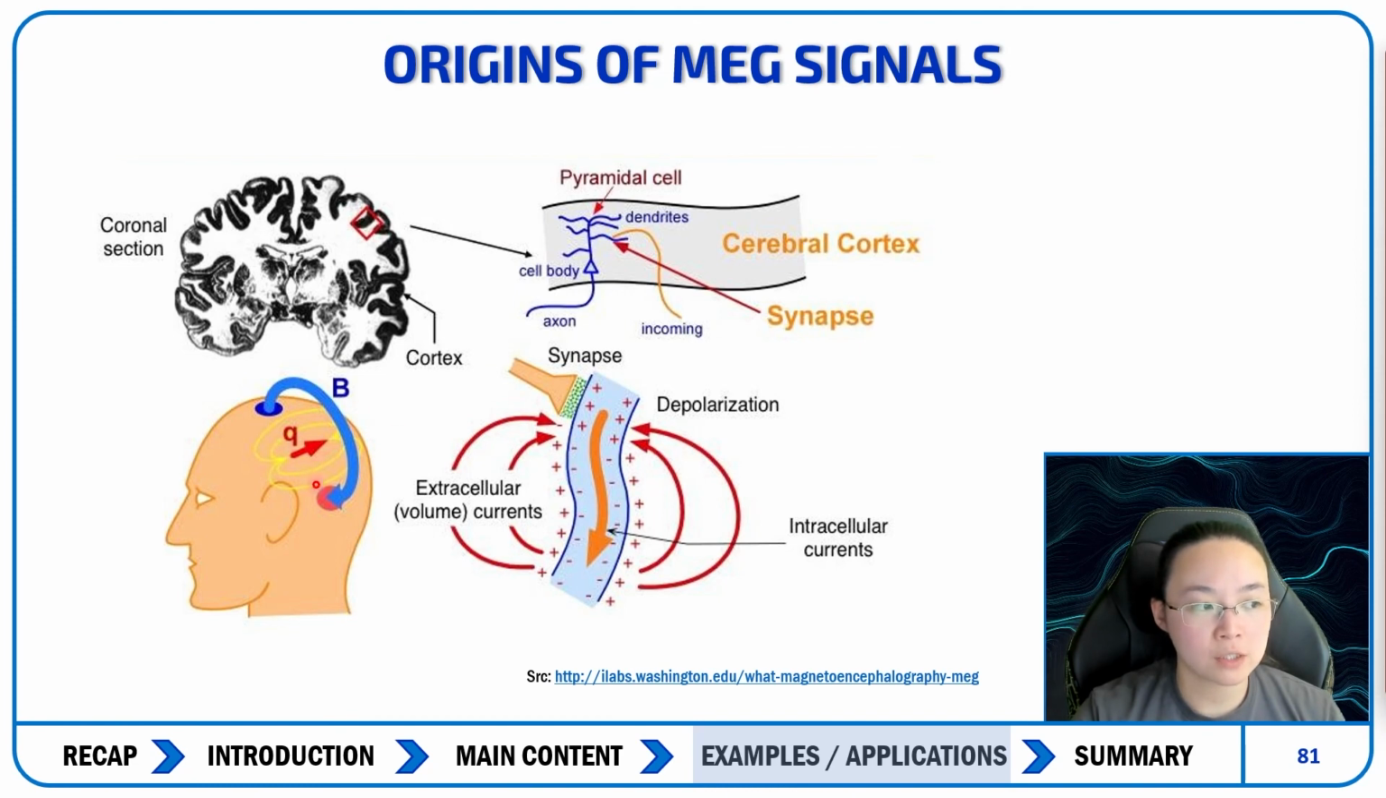From these currents, you have an induced magnetic field, and you have B going this way. This is what we measure in blue, and so the squids in the cap around your head will be sensitive enough to capture these slight and very faint magnetic fields coming from the flow of charge through an axon.